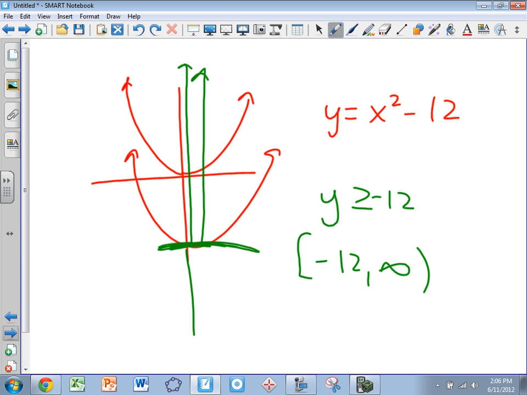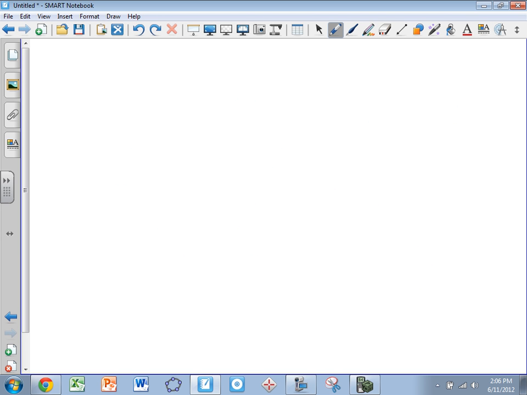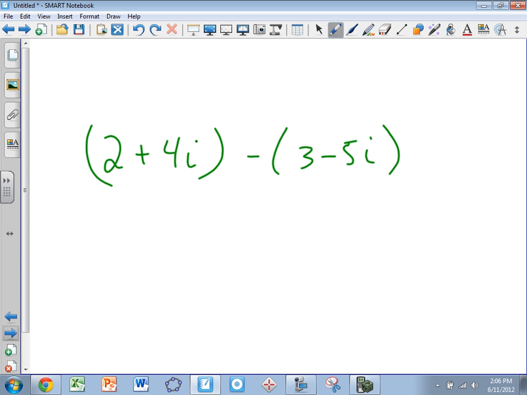All right, imaginary numbers. Adding and subtracting imaginary numbers. Not multiplying or dividing, just adding and subtracting. What do you do? Good. Plus, make this, and now? Yeah. 2 and negative 3? Negative 1, 4 and 5? That's it.